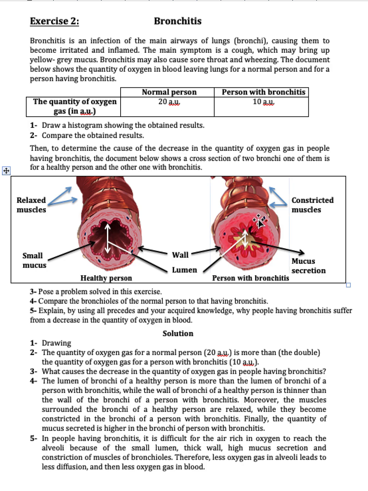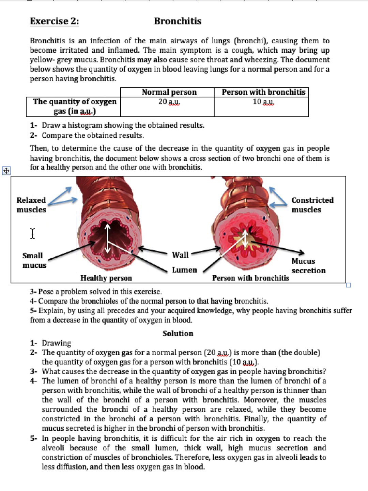So this difference is due to the inflammation taking place in people having bronchitis. And also this inflammation leads to more secretion of mucus. As you see here, look at the quantity of mucus. It's very, very abundant.